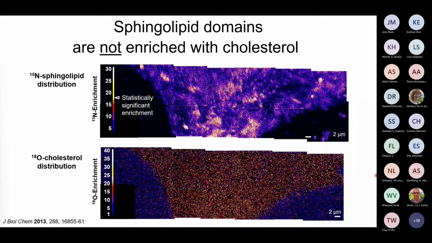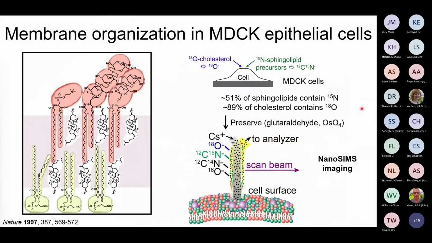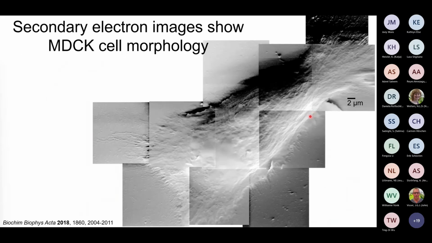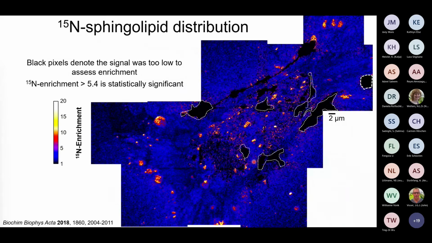And I know I'm running out of time, so I'll briefly say we've done this on other cells. In this case, these are Madin-Darby canine kidney cells. Here's a cell where this is a montage of secondary electron images acquired from the cell. And this is the 15N enrichment image that shows our sphingolipid distribution.